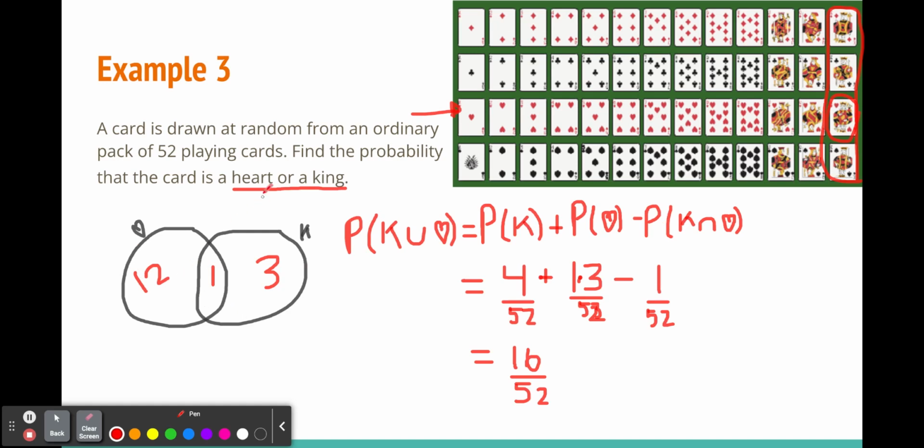and we see the or means the union. So absolutely everything we see in our Venn diagram. So 12 plus 1 plus 13, that would be our 16. And that would be out of our total of our sample space, which would be 52. So 2 ways of doing this question: our Venn diagram or using the formula.